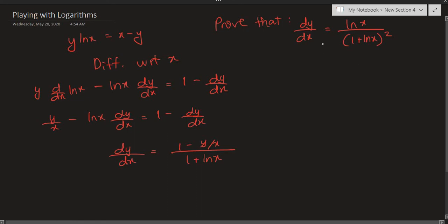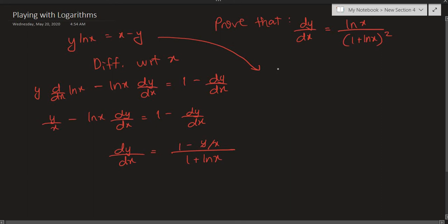Well, notice that in whatever we had to prove, there was no y, so we need to somehow get rid of this y. And how are we going to do that? By using the equation that we started with. So let's try to isolate our y over x.